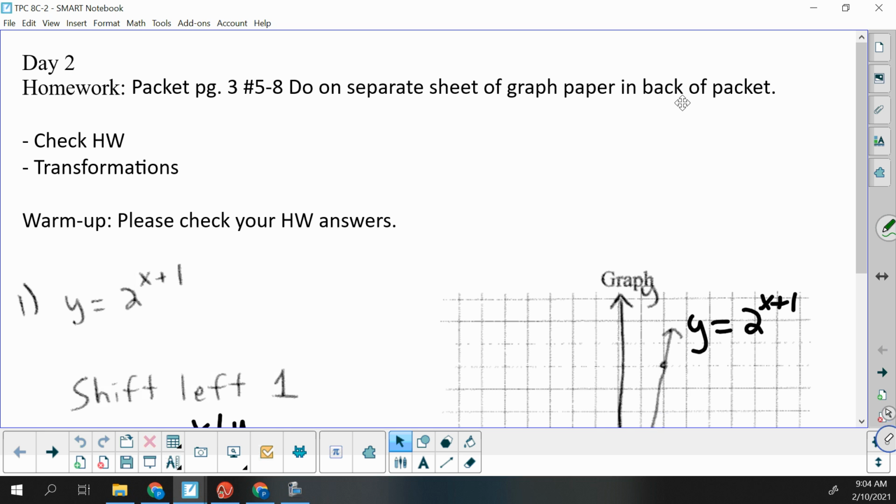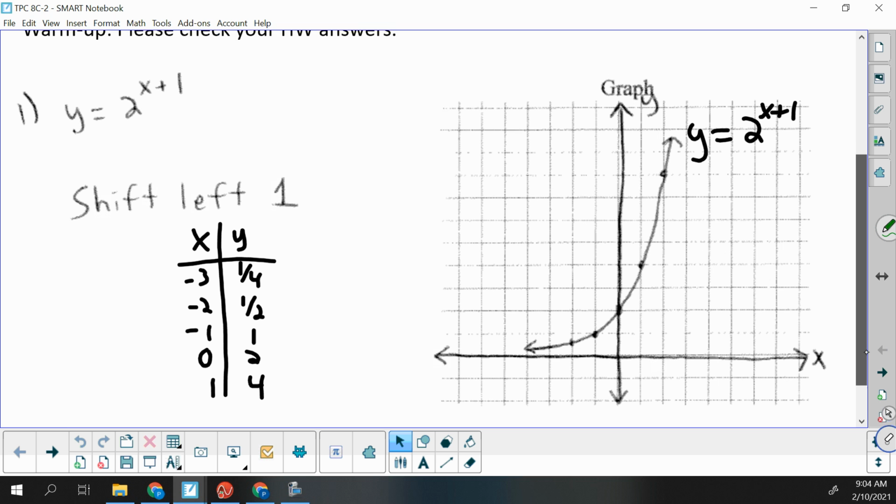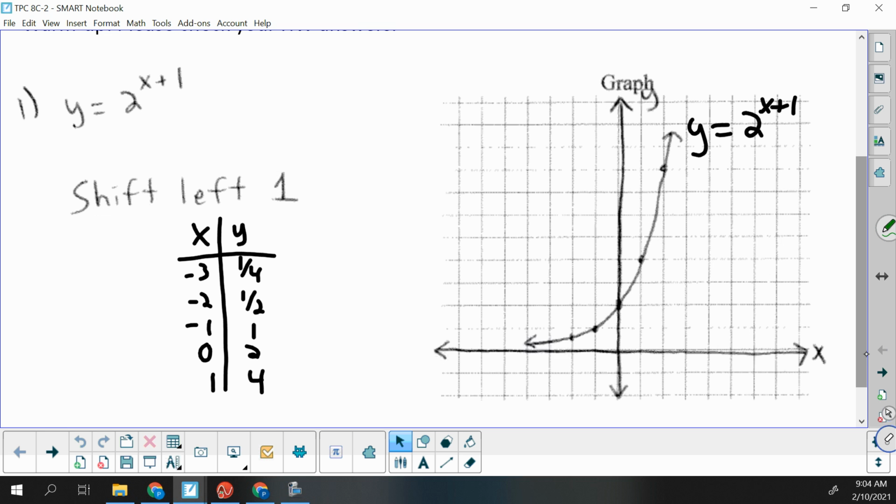So let's go over the homework. We have 2 to the x plus 1. That's a shift left 1. So you would want -1 as the middle value in your table. Graph it, do a control T.